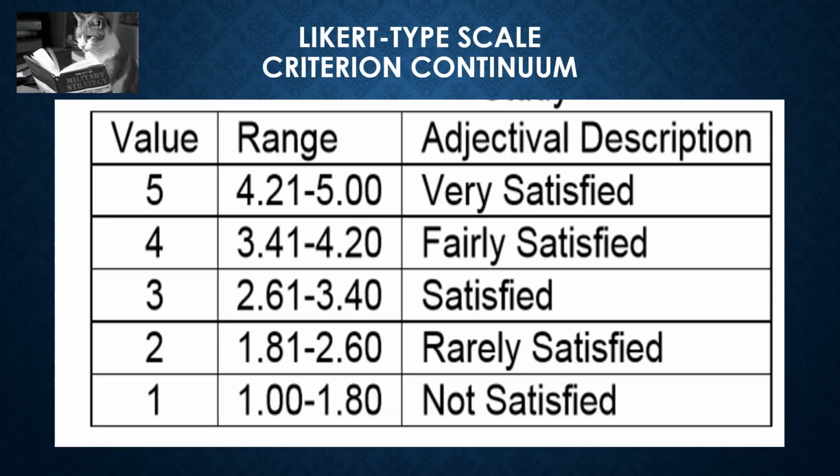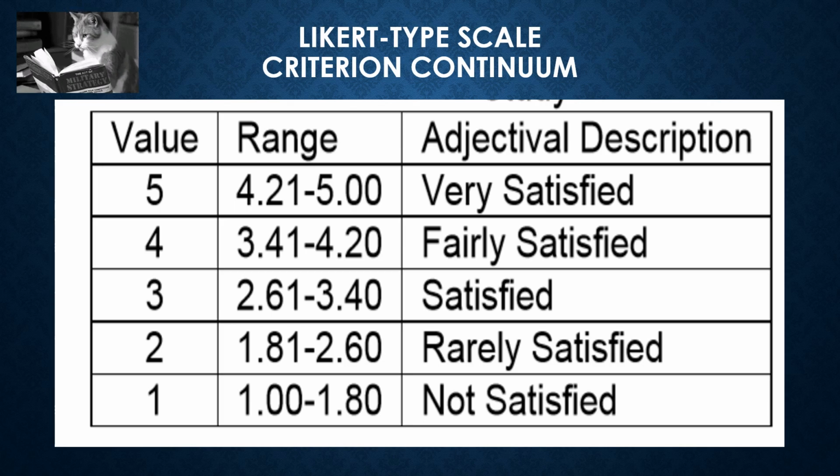So let's proceed with the second statistical tool that we will be using. That will be the weighted mean average using the Likert-type scale. And this will be the criterion continuum. This is very helpful for us to determine in what specific description the specific statement belongs.